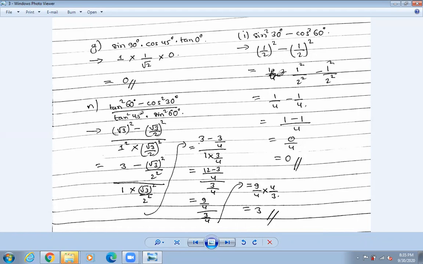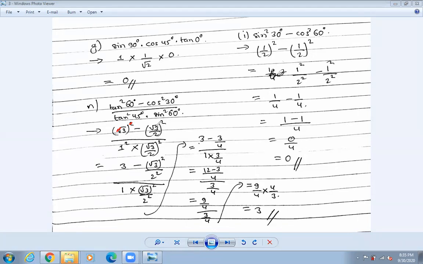Okay, so tan 45 means 1 square into sin square 60. Sin 60 means root 3 by 2. That is square, so let us write the square. Then after that, the square of cube root 3 is left, minus this square is for both the numbers.